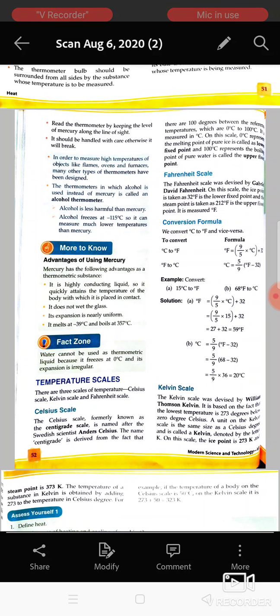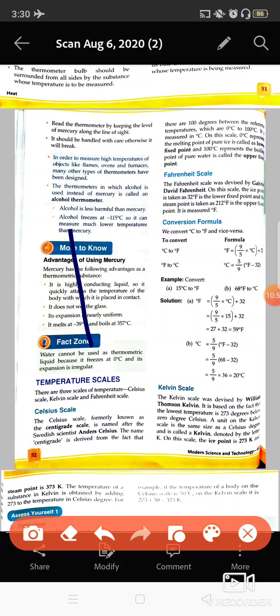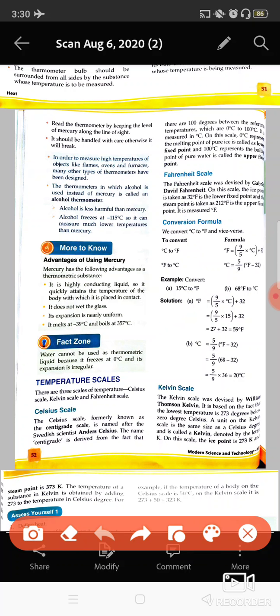Then there are temperature scales. Temperature scales are basically for measuring temperatures. Like if you are measuring cloth, then you have centimeter, meter, and so on. For length, we have different kinds of scales. In the same manner, we have temperature scales, different types of units to measure temperature.